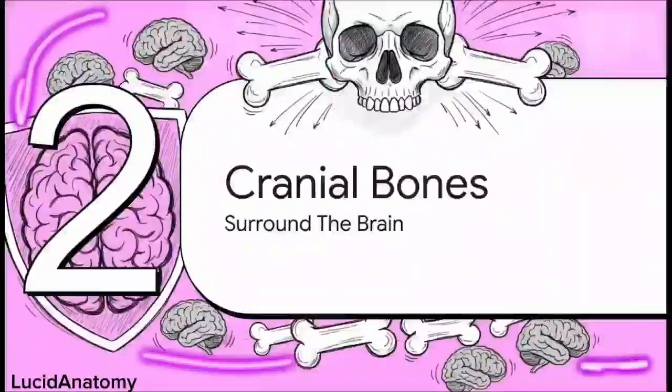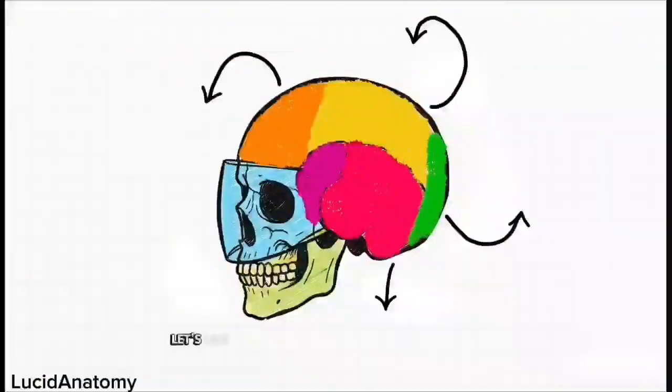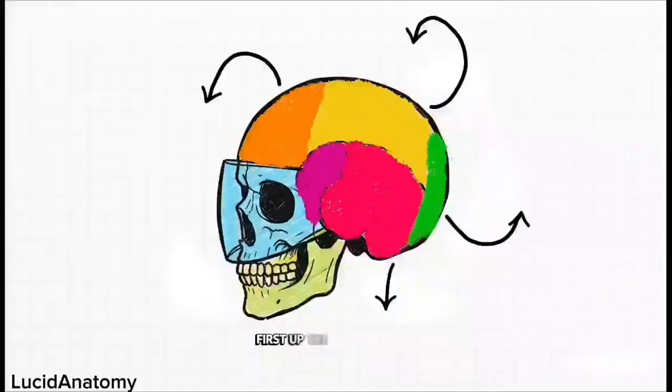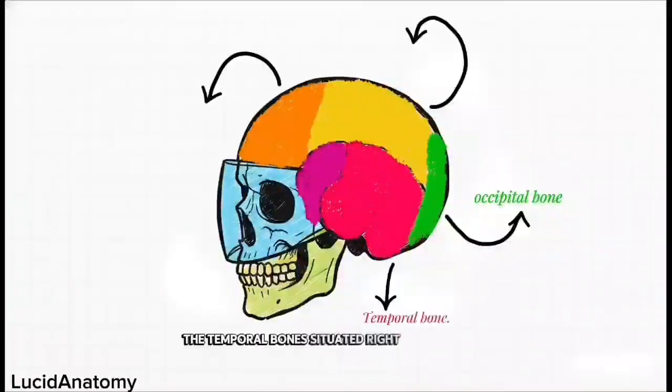Section 2. The cranial vault, the brain protectors. Okay, let's dive right into this heavy-duty security system and spatially map out the four primary, most easily visible outer cranial bones. First up, the frontal bone. Just like it sounds, this is at the front, essentially your forehead. Next is the parietal bone, which forms the top roof of the skull. Moving down, we have the occipital bone right at the very back base of the head. And finally, the temporal bones, situated right beside the ear.